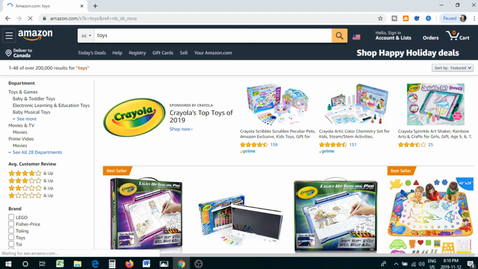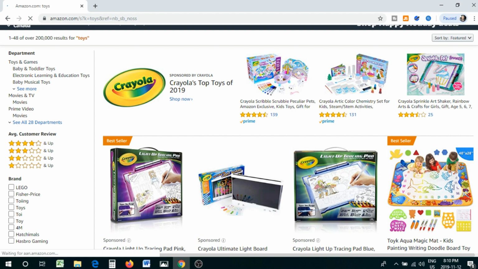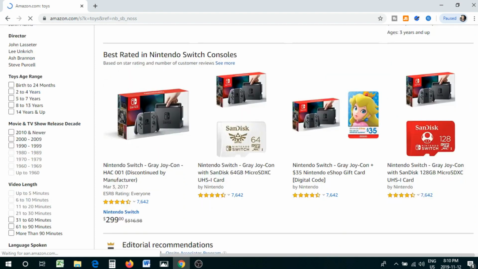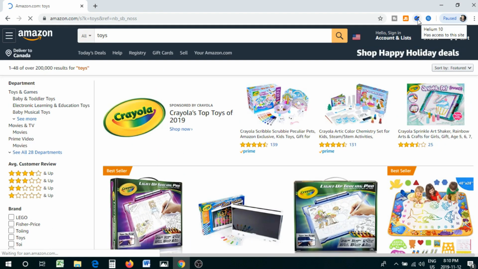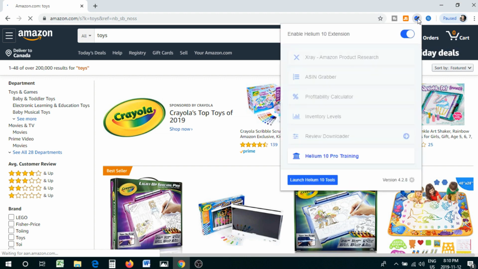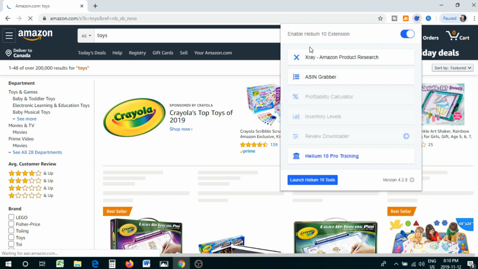Now, okay, so this is what we have for toys, and these are some of the best-selling toys out there, okay? So let's take a look at Helium 10's Chrome extension, what this looks like. So just clicking on the button, you will see that you have a few tools available, okay?